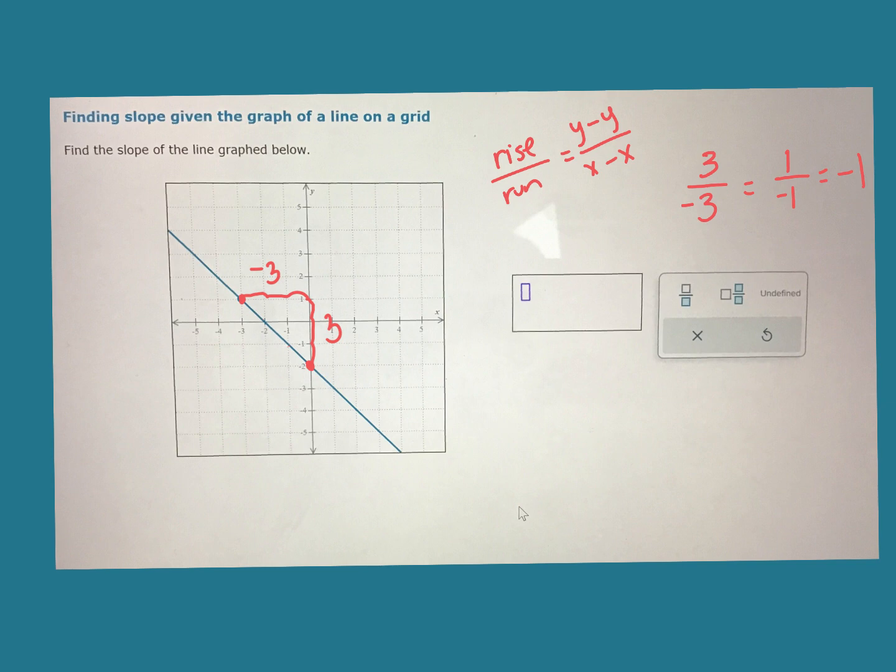Just for example, let's look back at what if I had picked 2 different points on the graph. Let's say I had picked this point and maybe this one here. I'm going to rise first, so up or down first. So I'm going to go down 1. Since I went down, that's in the negative direction, so negative 1. Then I'm going to run 1. That's in the positive direction, so that's positive 1. My rise was negative 1. My run was positive 1, which again still gives me a slope of negative 1. So it doesn't matter which points I choose. Once they're reduced, they're going to be the same slope.